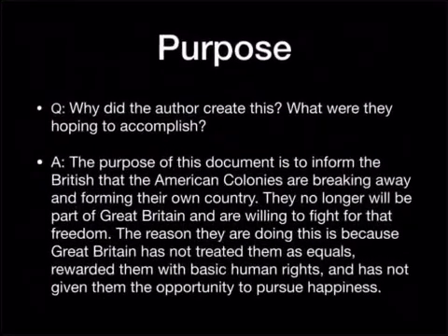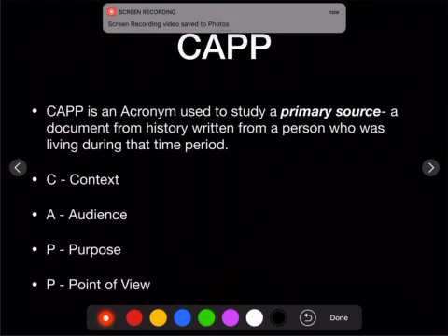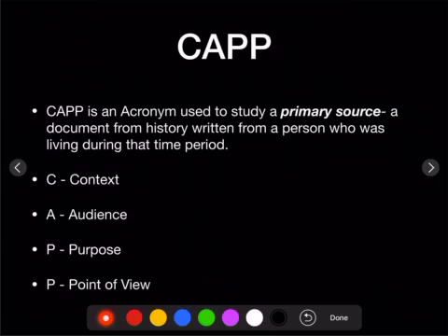Hello everybody. So today we're going to be learning about CAPP. What CAPP is, is an acronym we use to study primary sources. Primary sources are documents from history written by someone in that time period. So if we were learning about the Revolutionary War, we would want to look for journal entries, letters, newspaper clippings from that time period, and that would be considered a primary source.